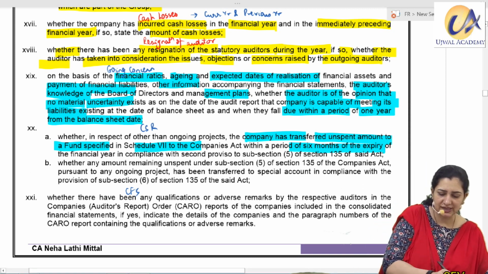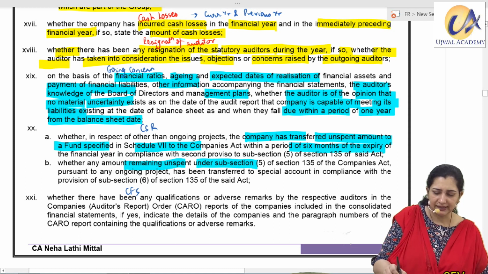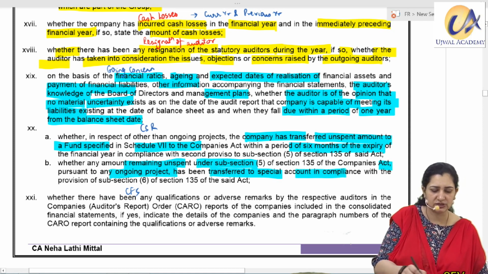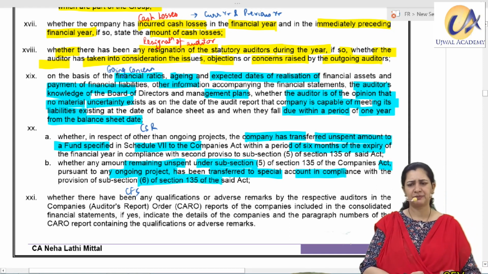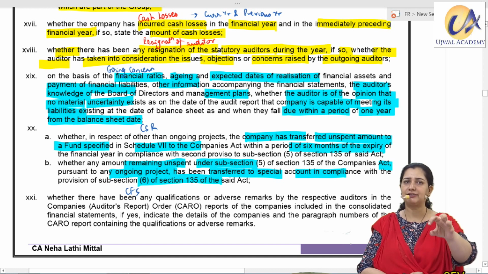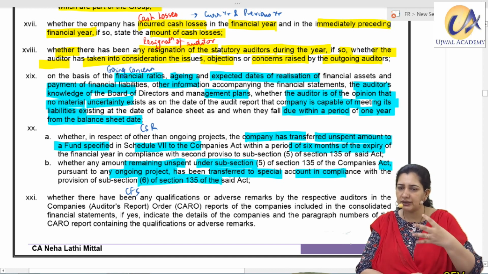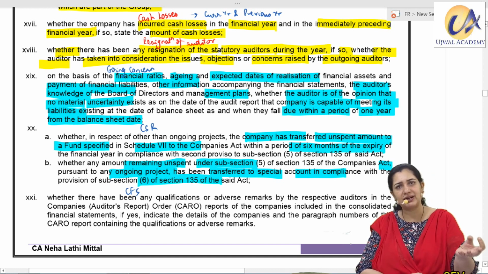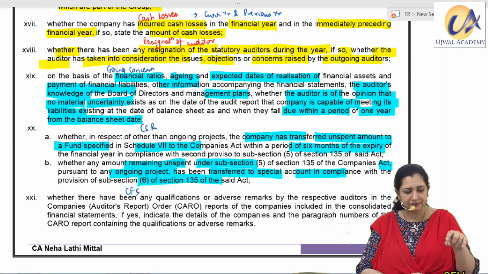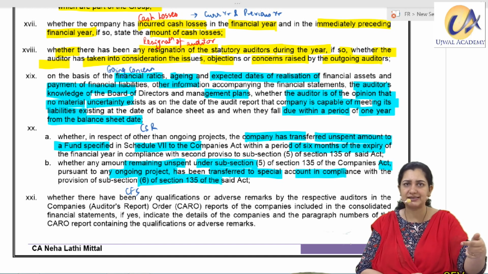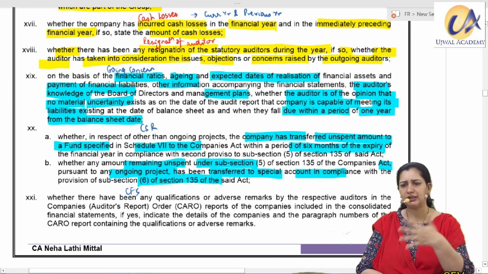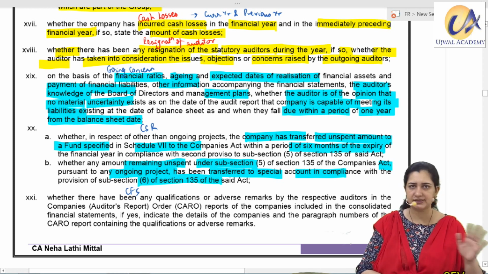Also, any amount which is unspent pursuant to an ongoing project, whether it has been transferred to a special account as per 135.6. In simple words, have they complied with section 135.5 and 135.6? If it does not relate to ongoing projects, then we transfer to a special fund account. And if it relates to a specific project which is going on, CSR related, then it needs to be transferred to that particular project. Have they done it? If not, report about it. This is how it is.